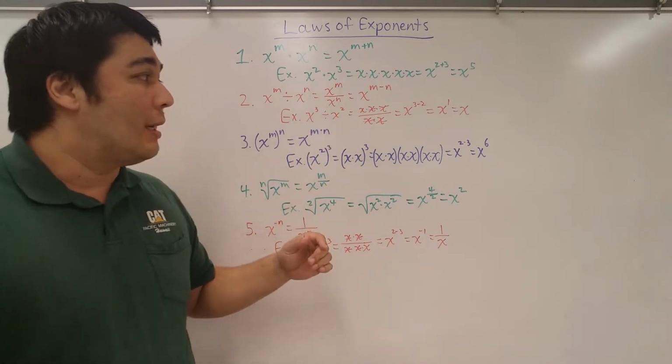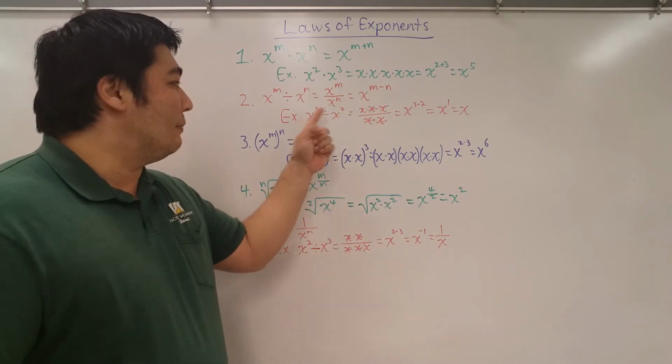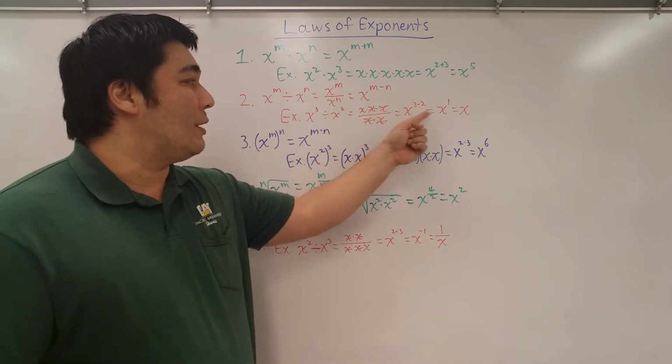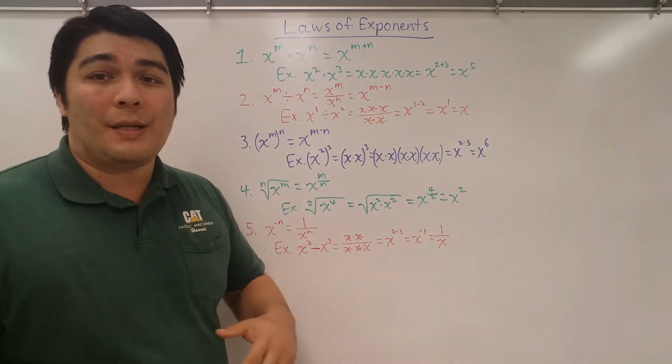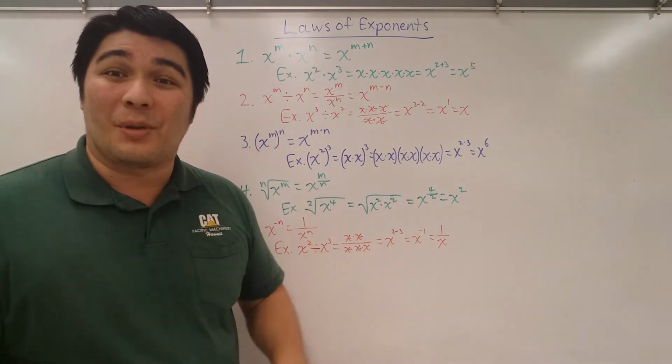X to the 1st power. I could also rewrite that as x to the 3 minus 2, which is equal to x to the 1st, or I could just write it as x. So that would be law number 2. Let's go to law number 3.